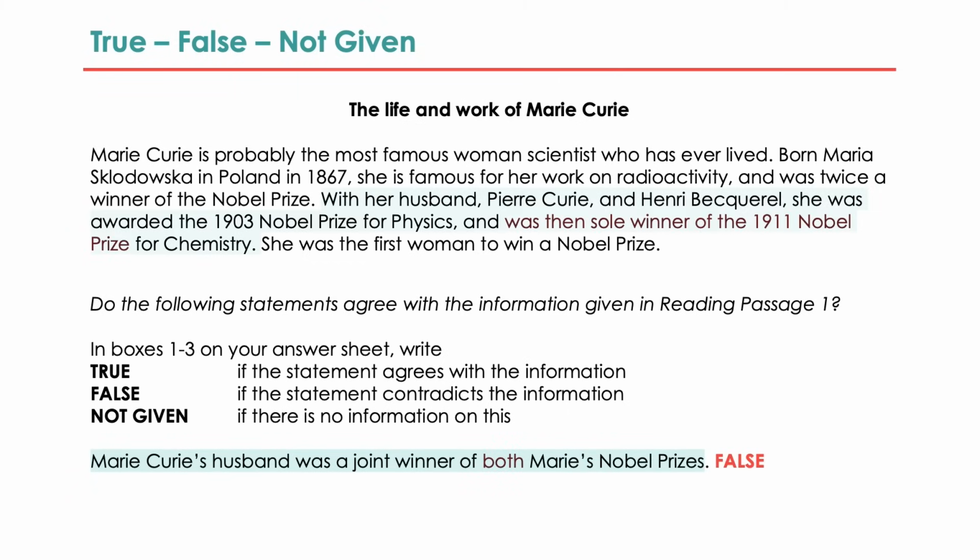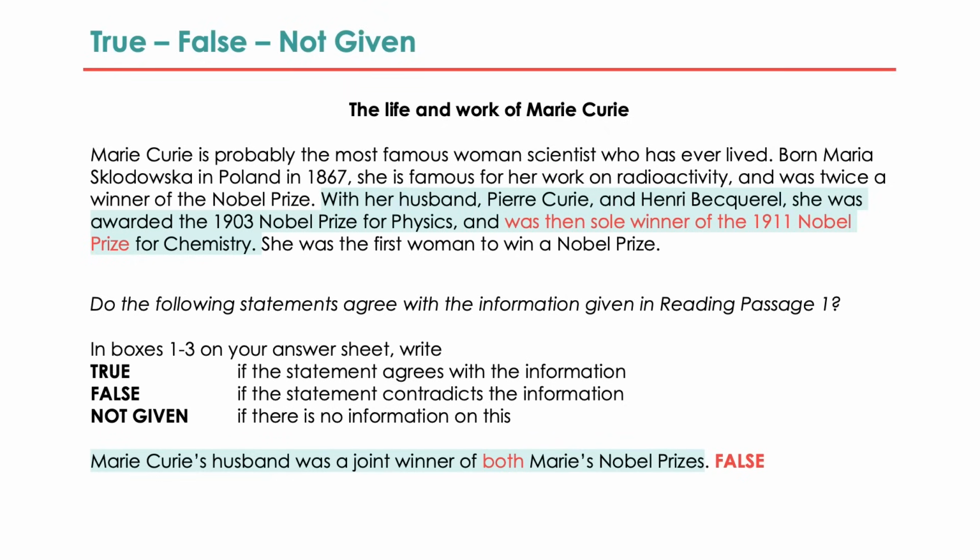Why? To find answers to true, false, not given questions, you often need to concentrate on the detail. So have a look at the question. Marie Curie's husband was a joint winner. It means he won the prize together with her of both prizes. And now let's have a look at the paragraph. Indeed, we read that with her husband, she was awarded the Nobel Prize for Physics.